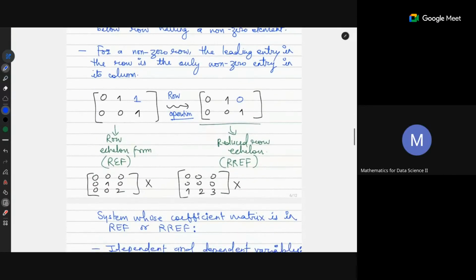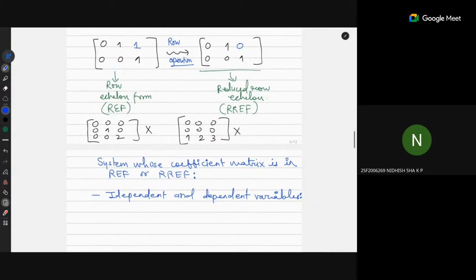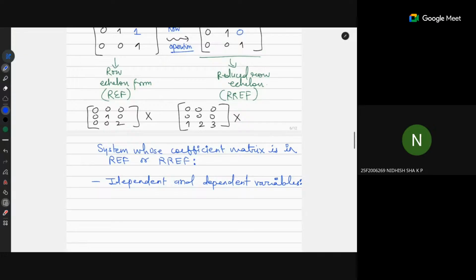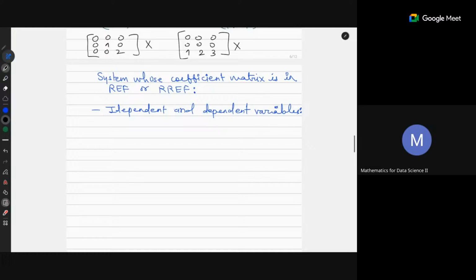Nitish: Sir, according to RREF, can we say that the entire matrix should consist of zeros and ones? No, it need not be. Let me give you an example. Look at this matrix: 1, 2, 3, 0, 0, 0, 0, 0. Is it in REF form? Yes, sir. Is it in RREF form? Yes, sir. So here you go.